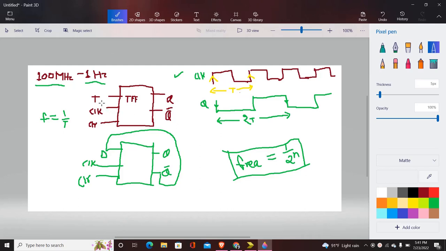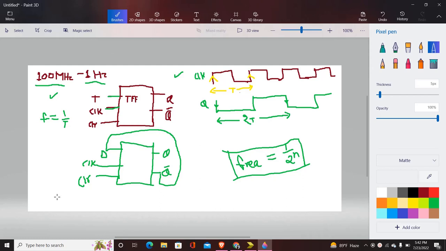So a T flip-flop is a flip-flop that mainly has three inputs and two outputs. One is T, clock, and clear. Clear is basically used to clear the output, and the clock is provided as an input. Right now we have a 100 MHz frequency. Basically, frequency is a clock that can be provided with the help of the clock input, and T is the main terminal that is the combination of JK.